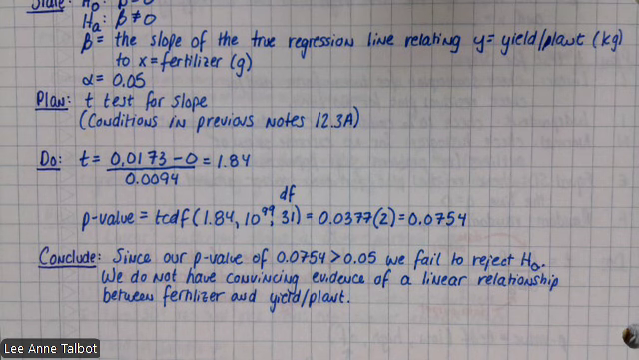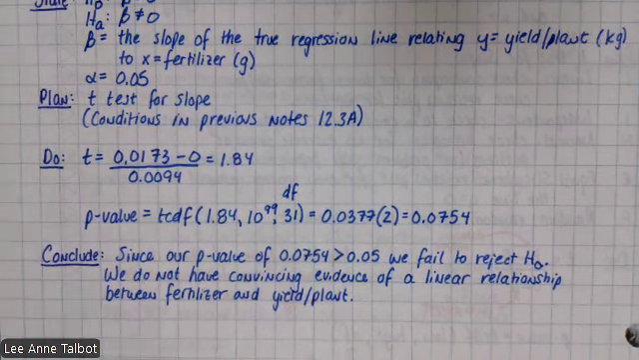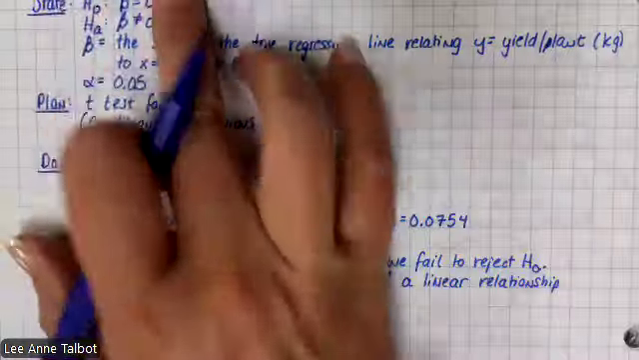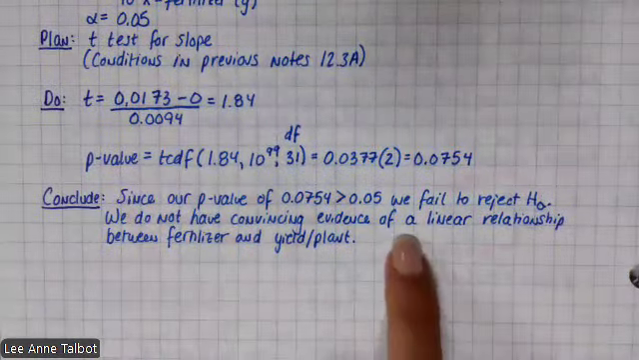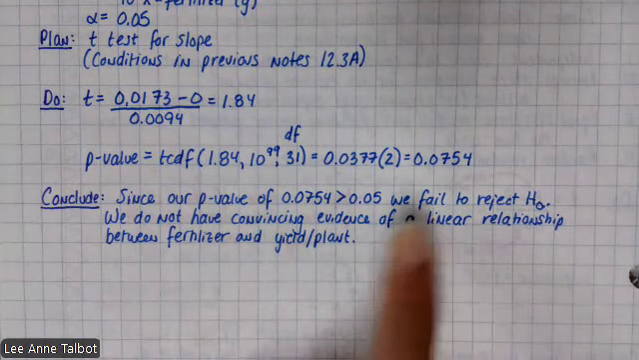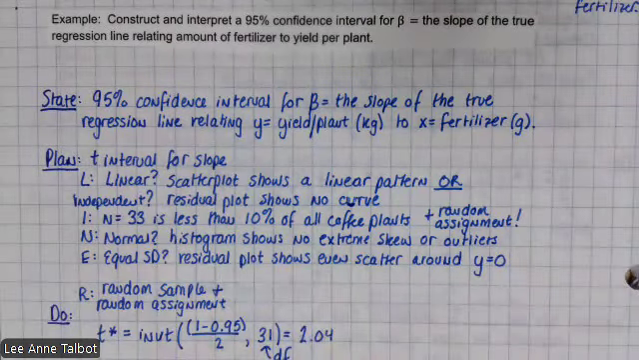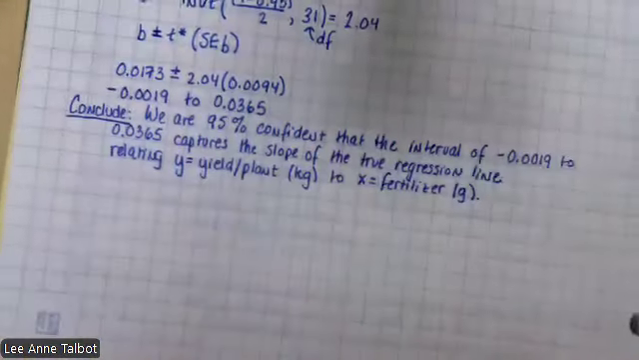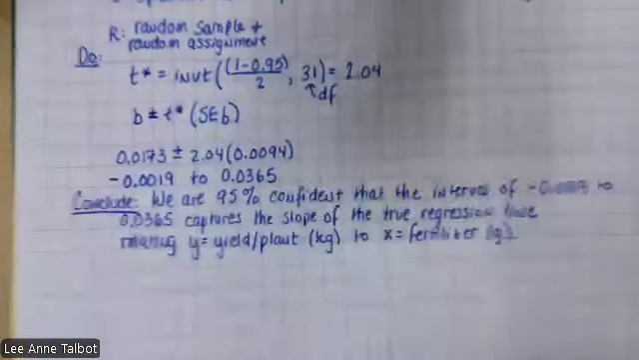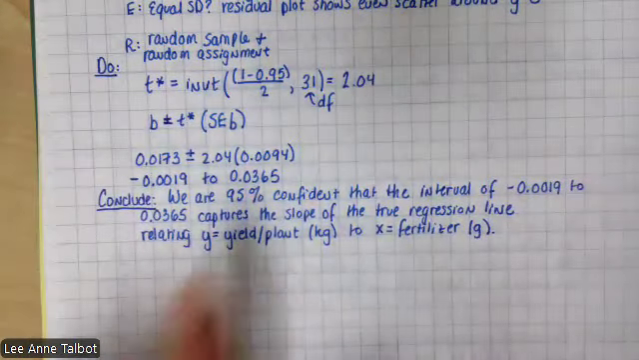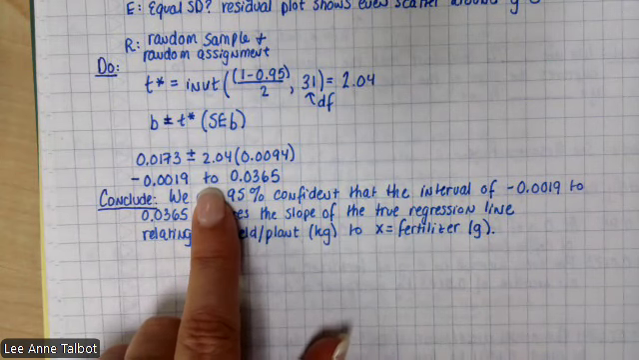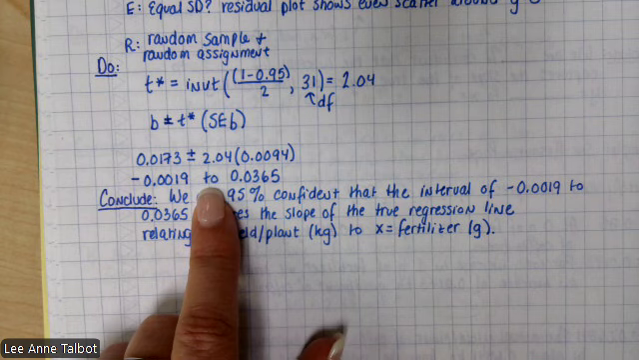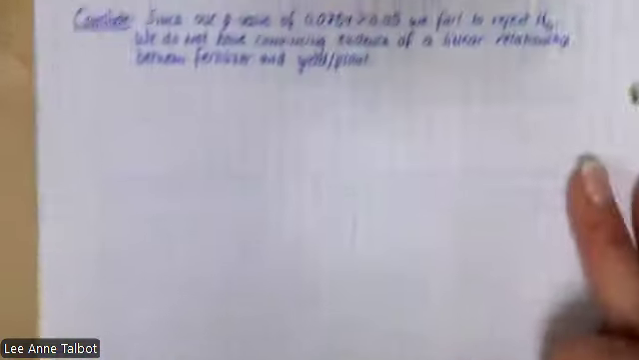Okay. So before we're done, we have one more thing to do. It says, state how your confidence interval from the previous lesson validates your conclusion. Okay, so we failed to reject. Now let's look at our notes from last Friday. Why does that make sense for our confidence interval we got? Because 0 is in the interval. Nice. Since 0 is in the interval, there's a possibility of no association.